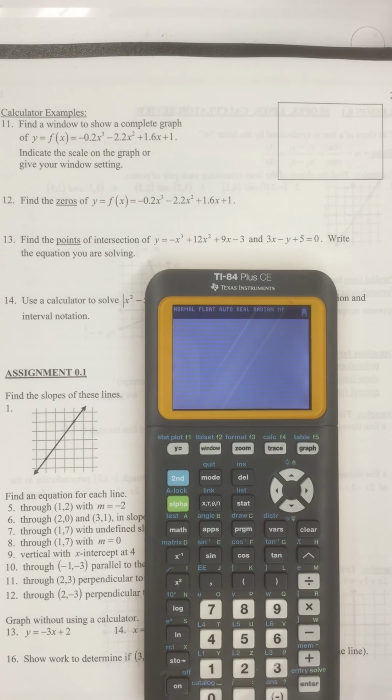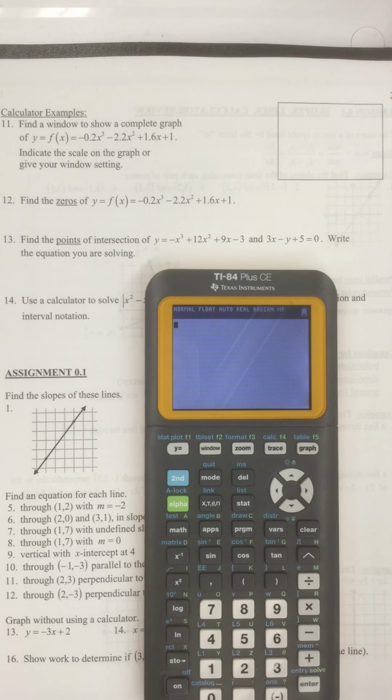All right, we're ready to do the second half of 0.1. These are calculator examples, right? The first half was graphing linear equations. I'm recording this a little bit different, so I'm using the smartboard, and so we'll see how this works.